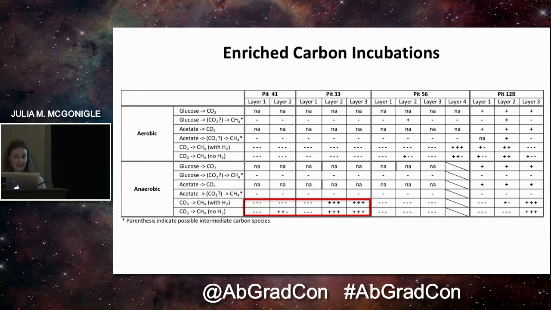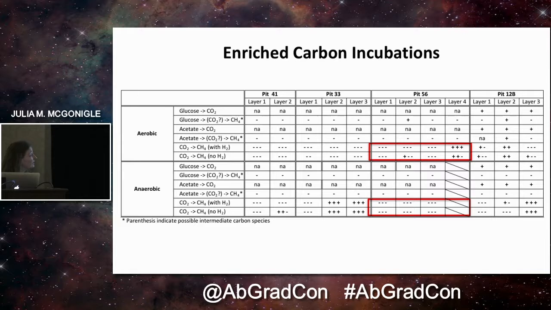This kind of indicates that methanogens might be using hydrogen, but they could also be using something else for their electron donor. And so we did aerobic and anaerobic incubations. We're not really expecting any sort of methane production in these aerobic incubations because methanogens are anaerobic organisms and oxygen generally kills them if they're exposed to it for a really long time. So this is kind of what we expected to see across the board.